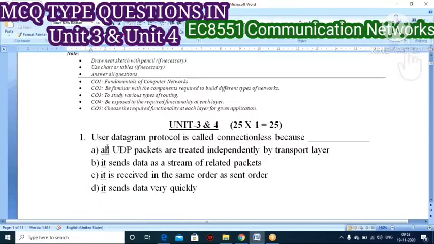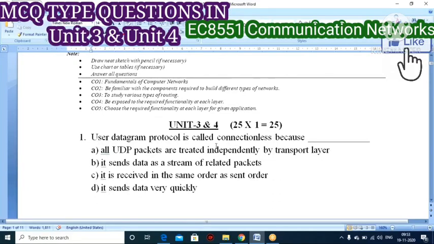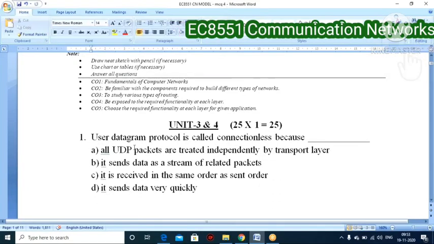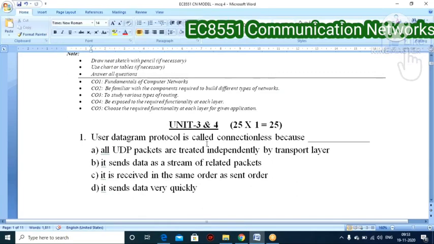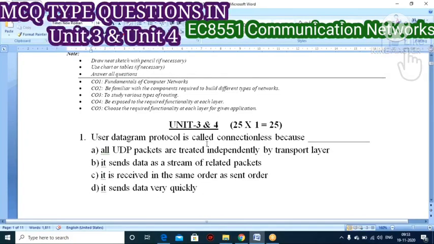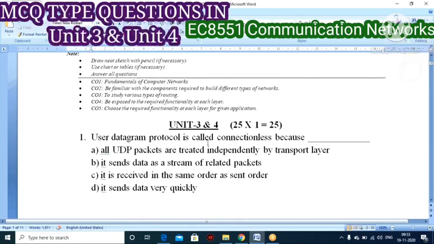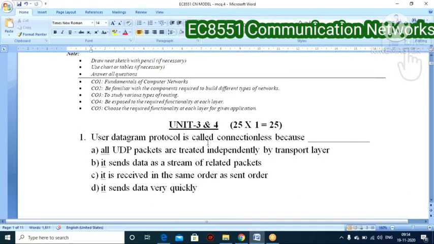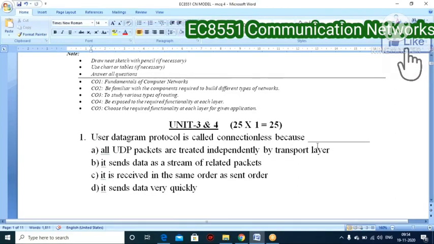First one, see the question. First question, this is from the fourth unit. Under the topic of UDP, User Datagram Protocol, it is called connectionless. The question itself gives the answer, that UDP is always called a connectionless protocol. TCP is connection oriented. UDP is connectionless. This is correct, but they are asking the reason, because dash.